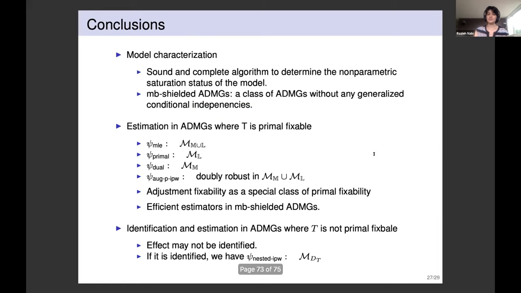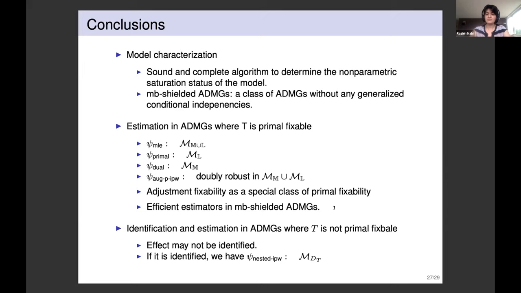So just to conclude, our contributions are multifold. One is related to model characterization, where we propose a sound algorithm to determine the non-parametric saturation status of the models. And we propose a class of ADMGs called the MB-shielded ADMGs, where there are no generalized conditional independences. And as far as the estimation goes, when the treatment is primal fixable, we propose a primal IPW and augmented primal IPW that use different bits of the topological factorization, and looked at adjustment fixability as a special case of primal fixability, when we can use the Markov blanket of the treatment as a valid adjustment set. And looked at some efficient estimators basically when the treatment is primal fixable or adjustment fixable in MB-shielded ADMGs.